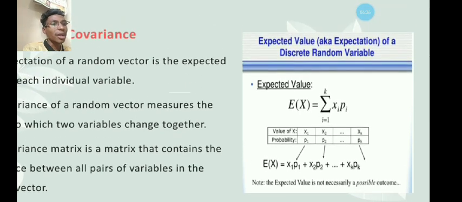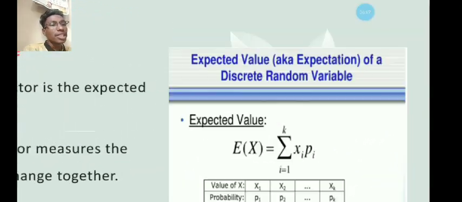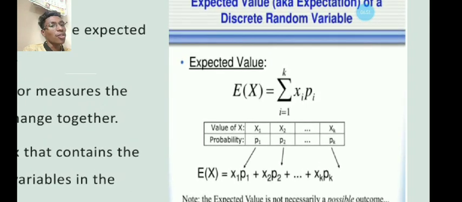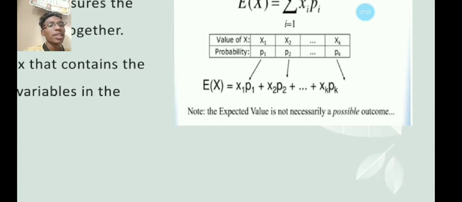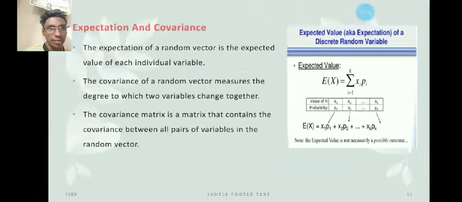Expected value is also known as the average. Here this is a continuous case, I think. Sigma xi pi is the product of each value and its corresponding probability. You can see here E of X equals x1 p1 plus x2 p2 up to xk pk. This expected value is not necessarily a possible outcome.